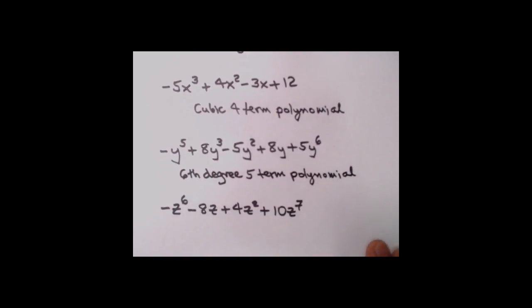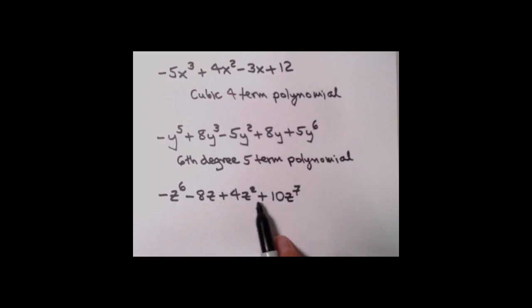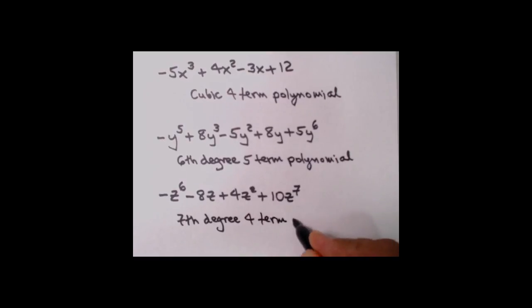Well, one last one to look at on the bottom here, and the process is the same. Let's see, 1, 2, 3, 4 terms in this one. And degree 6, degree 1, degree 2, degree 7. Okay, so the 7 is the highest. So we talk about this as 7th degree. And again, we had 4 terms. So 7th degree, 4-term polynomial.